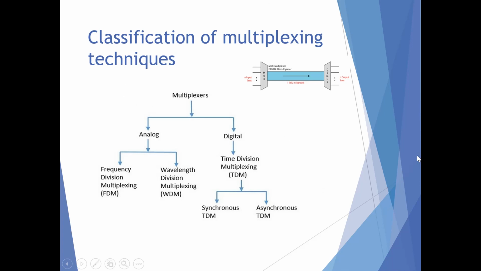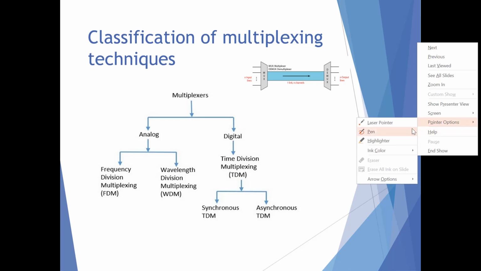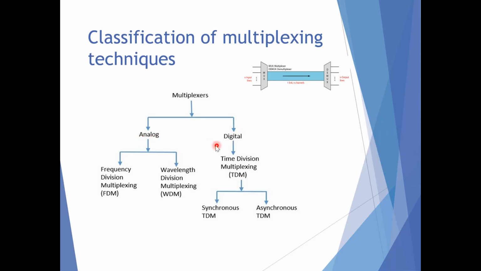So we can see the classification of multiplexing over here. Multiplexers are basically classified as analog and digital multiplexers. Again, analog multiplexers are classified as FDM and WDM, where FDM is frequency division multiplexing and WDM is wavelength division multiplexing. In digital multiplexers, there is TDM, that is time division multiplexing. Again, we can find synchronous TDM and asynchronous TDM also.